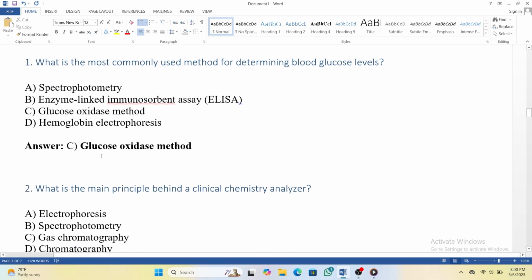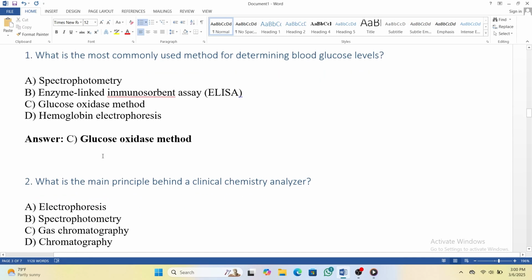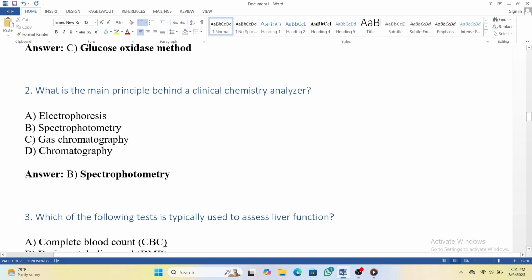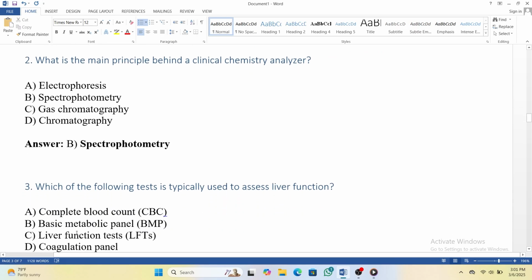2. What is the main principle behind a clinical chemistry analyzer? A. Electrophoresis. B. Spectrophotometry. C. Gas chromatography. D. Chromatography. Answer: B. Spectrophotometry.